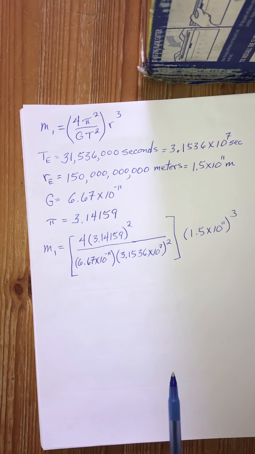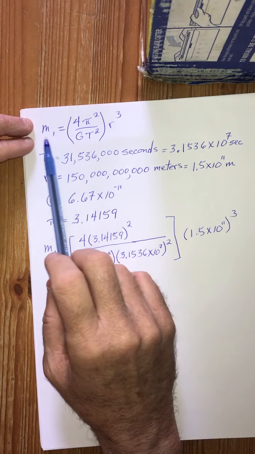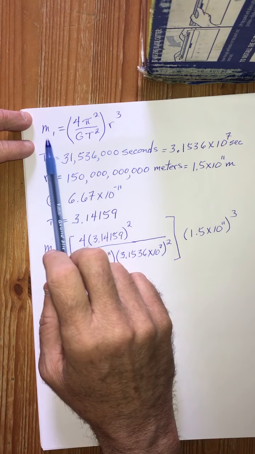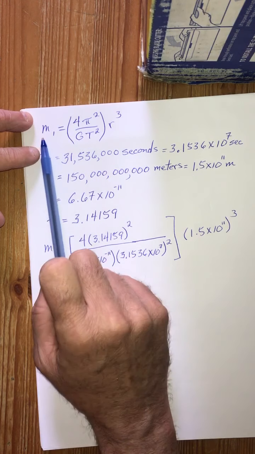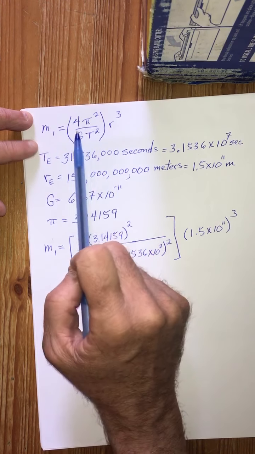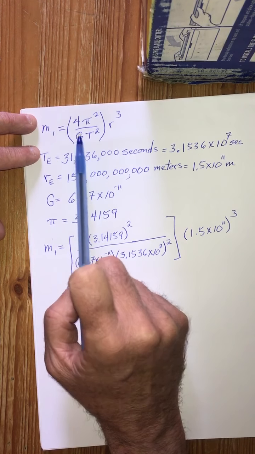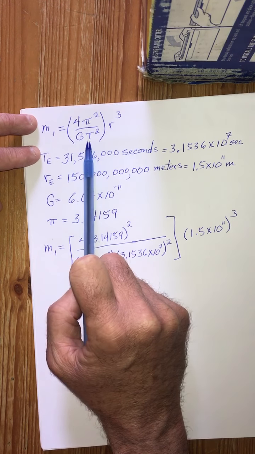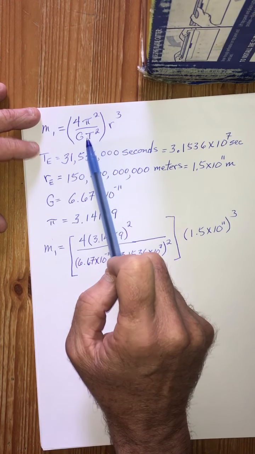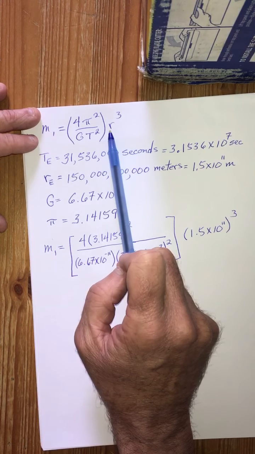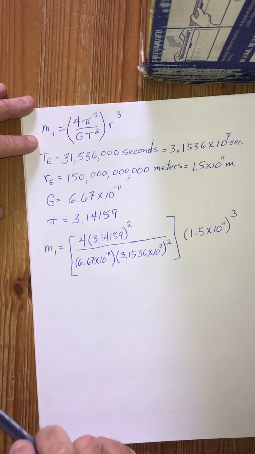Okay, so here's where we left off. We have the expression from Kepler's third law that tells us what the mass of the central star is in a solar system. And to calculate this, we need these numbers: pi, we need capital G, the universal gravitational constant, we need the period of one of the planets, and we're going to square that, and we need the distance from the star to that planet, and we're going to cube that quantity.